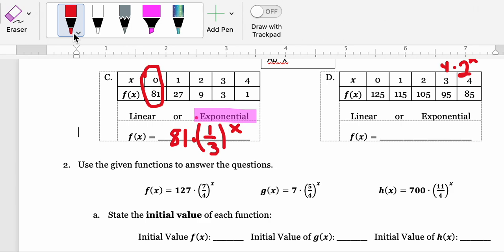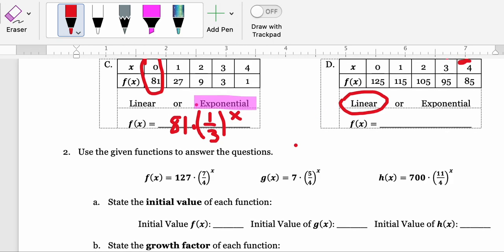So let's take a look at the next one. 125 goes to 115, goes to 105. Okay, so I see a pattern right away. And again, if you don't, you can do some other calculations. So 125 to 115, I have minus 10. 115 to 105, minus 10. 105 to 95, minus 10. So that is happening. So it's linear because I'm continuously subtracting 10.